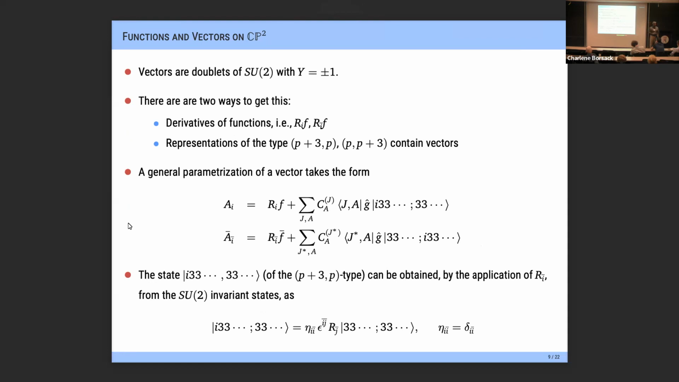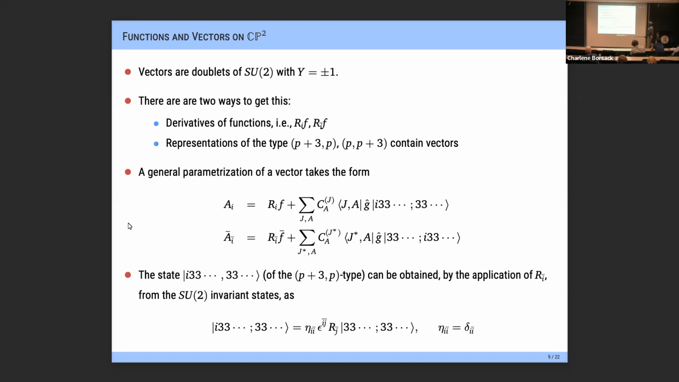That'll be one set of vectors that we can get. But there are also other representations of SU3 of the P plus 3P type. So P and Q are not identical here, or P, P plus 3 type, they contain vectors as well. Those are the only representations which can produce vectors for you. Therefore, one can actually write down a complete mode expansion for vectors as well.